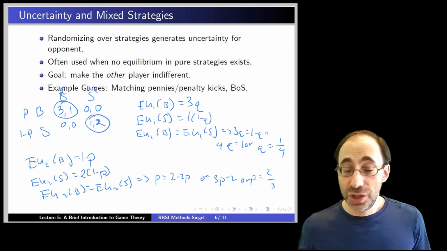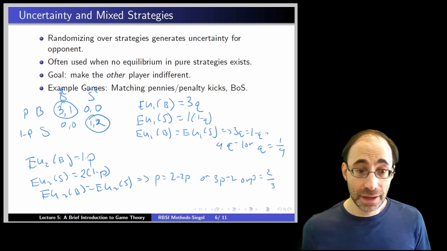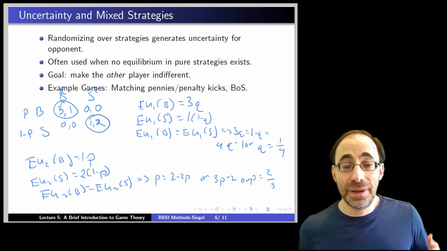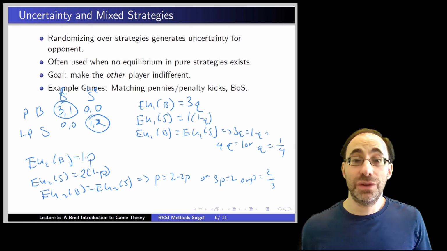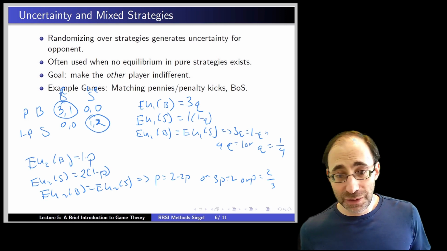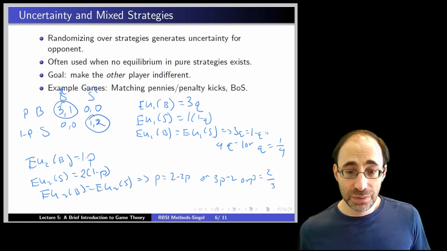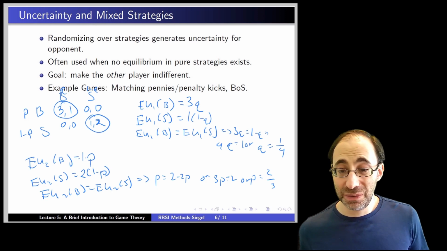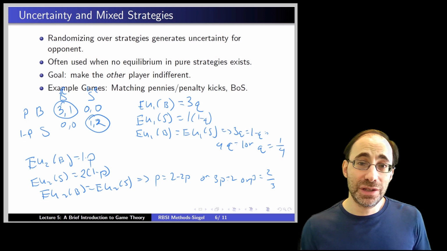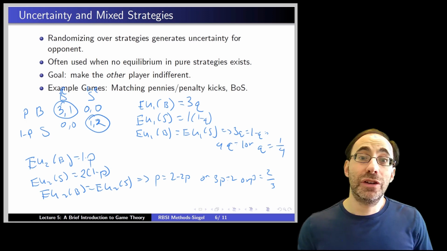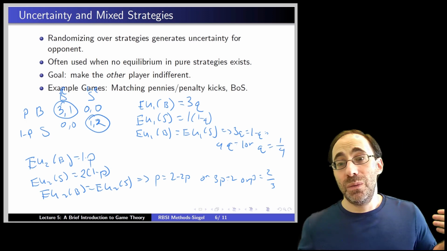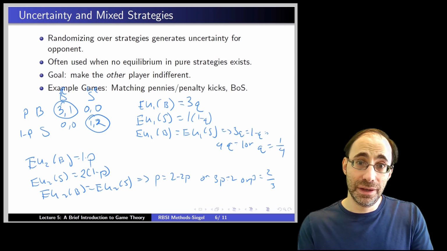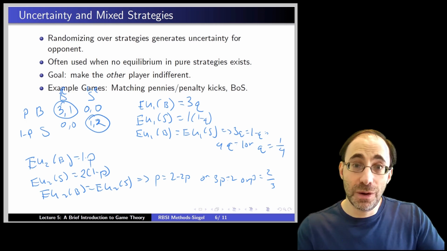In this case, because player 2 likes S better than B, player 1 has to make player 2 less likely to play S by playing B more often. In this case, 2/3. Now we can change the numbers. If we changed this to a 3, we'd see that this would be 3P equals 4 minus 4P. We get 3/4. We could change around the numbers by changing the payoffs, but the point remains the same. In all cases, we are trying to make the other player indifferent, so they'd be willing to play their own mixed strategy.